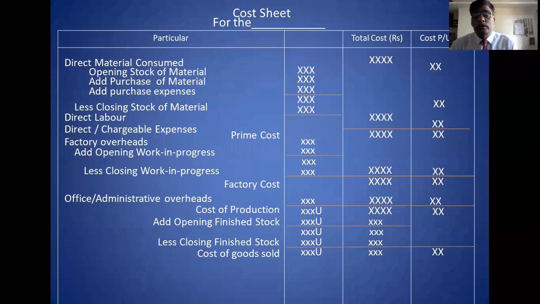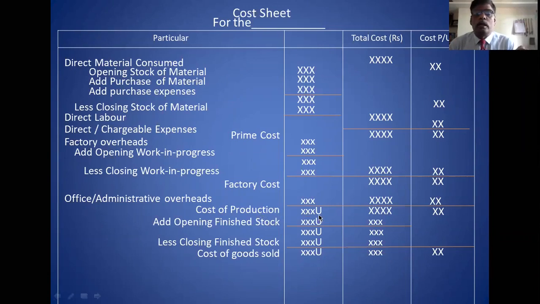Okay, I'll give one example. Let us consider you produced 12,000 units in the current year, for example in the month of September. In September, you produced 12,000 units. And the opening stock for September is 1,000 units.